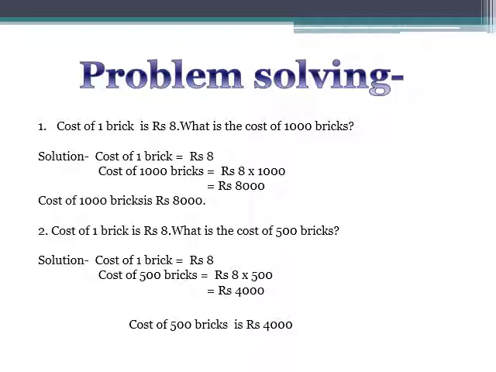So cost of 1 brick equal to rupees 8. Cost of 500 bricks is rupees 8 into 500. That is equal to rupees 4000. Cost of 500 bricks is rupees 4000.